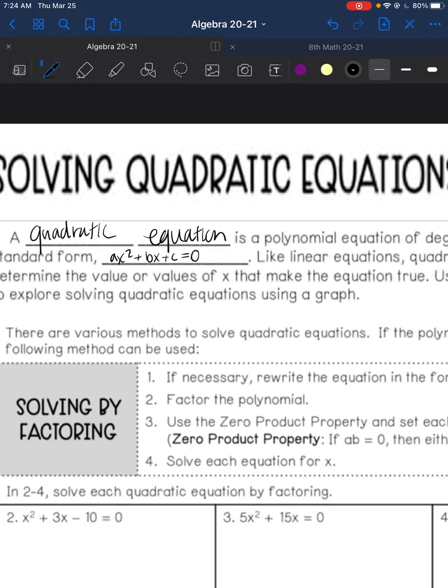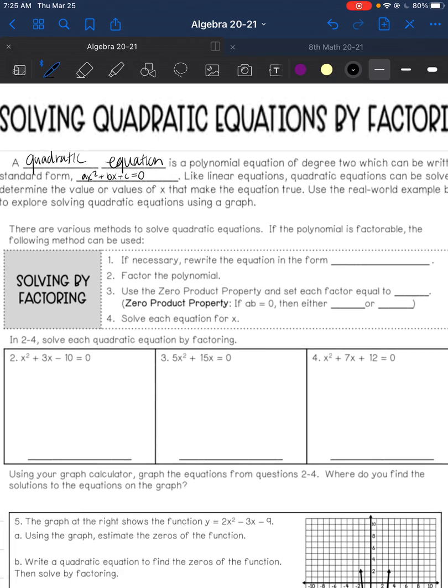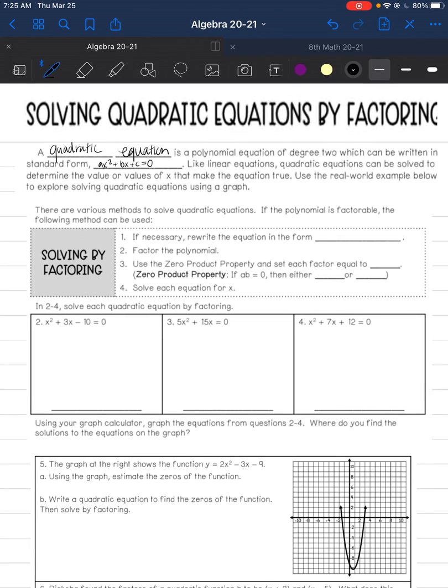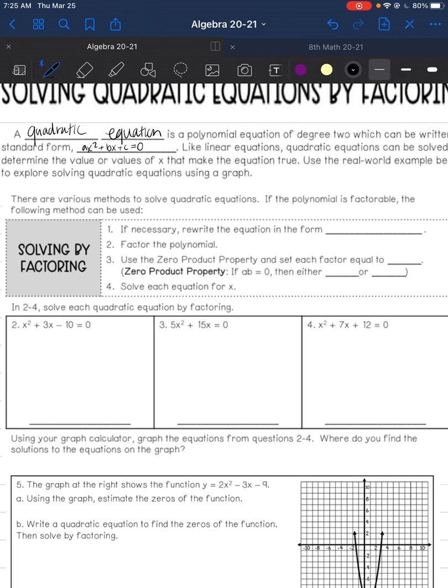Like linear equations, quadratic equations can be solved to determine the value or values of x that make the equation true. We're not going to worry about the real world. I'm going to skip that to save some time for you. So we're going to talk about solving for the x values. Solving for the x values is where the graph crosses the x-axis. Those are our x-intercepts, our zeros. Wherever it crosses the x-axis gives the x values that make the equation true.